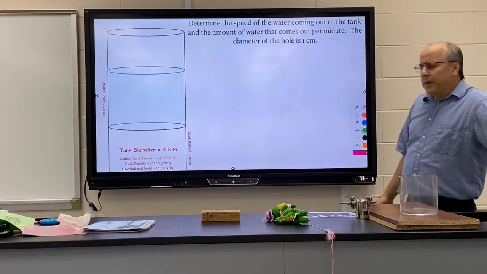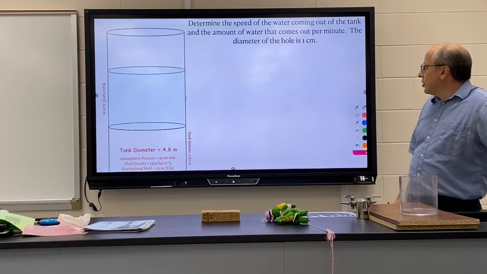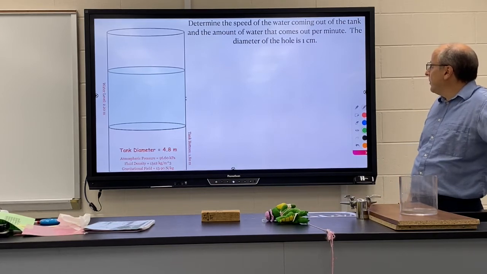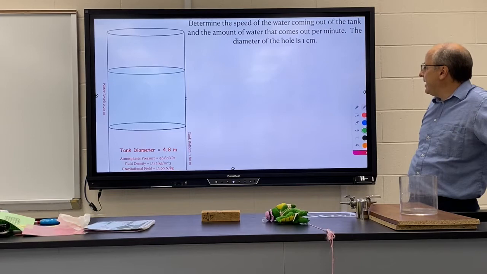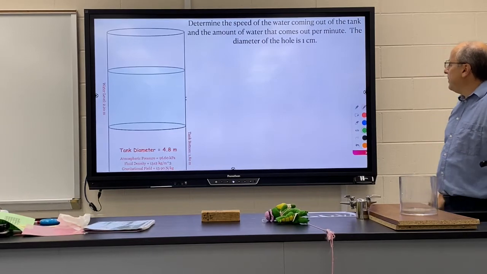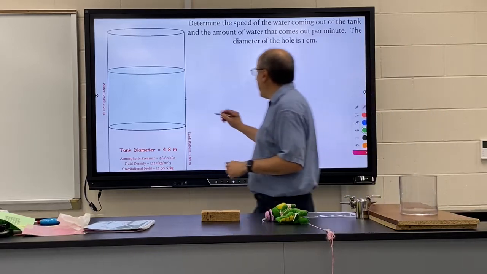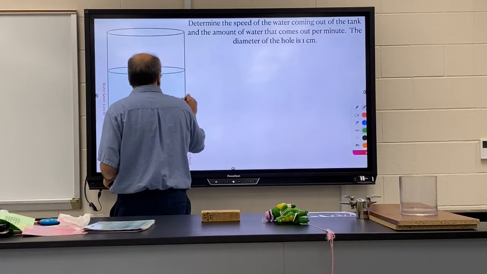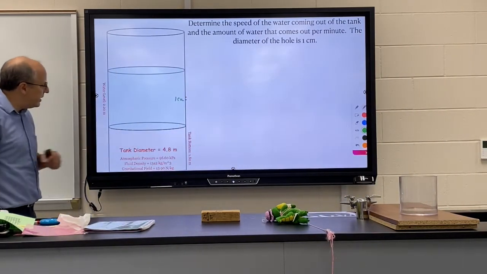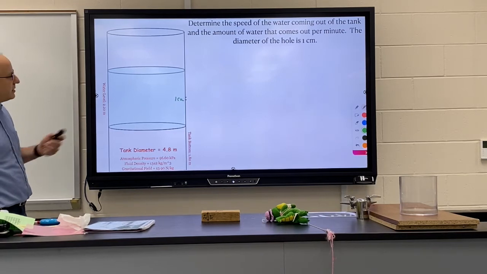And then I had a couple of problems I wanted you to try just to show that you can do this. So determine the speed of the water coming out of this tank and determine the amount of water that comes out in 1 minute. The hole has a diameter of 1 centimeter. All the information you need is here, so I'm going to allow you guys the time to work on this.